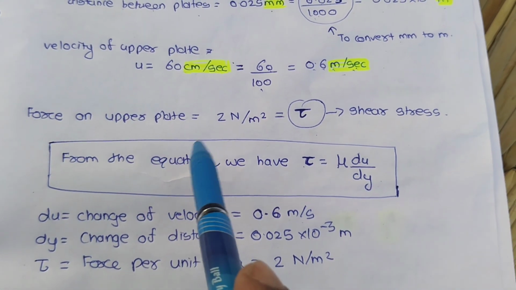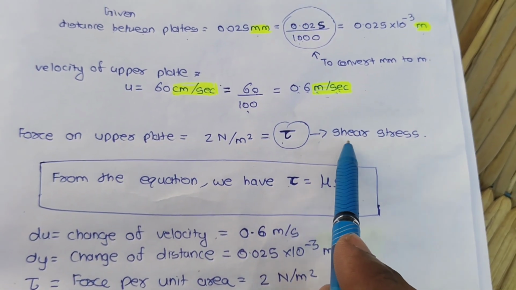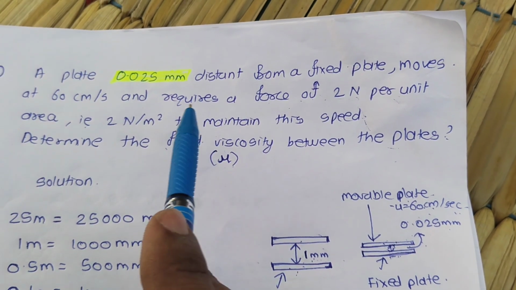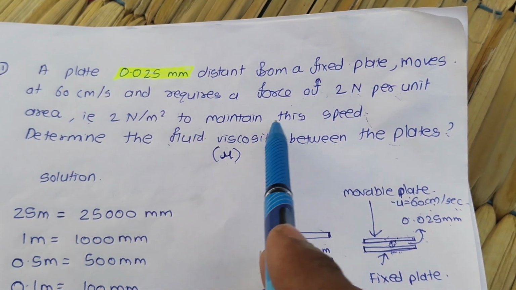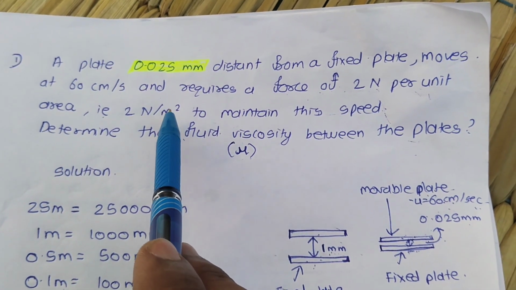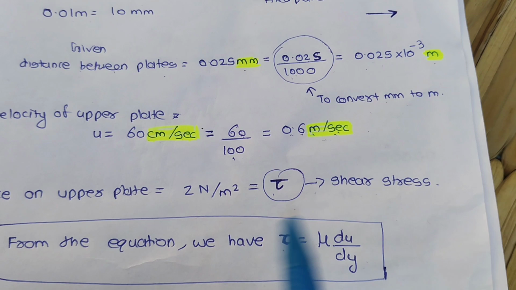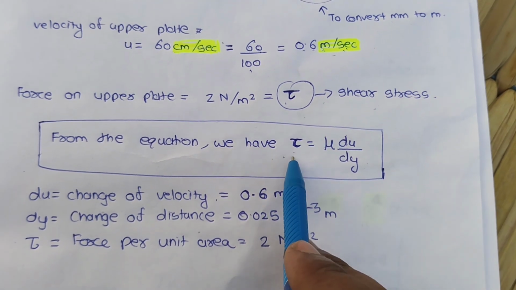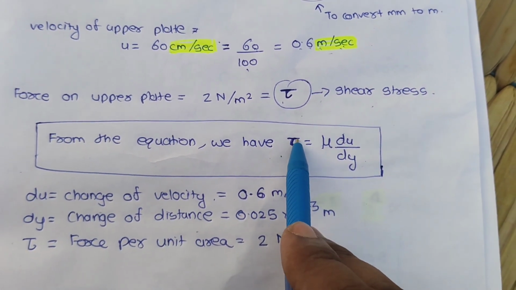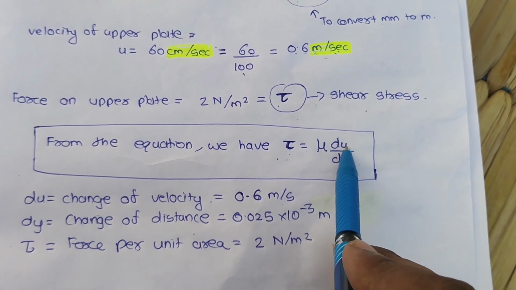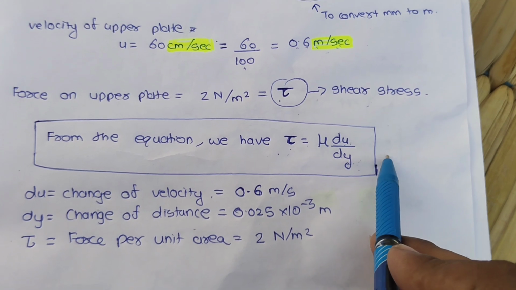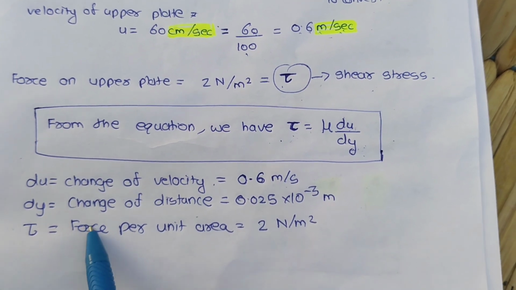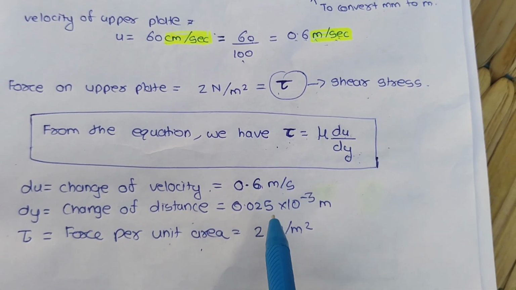Force on the upper plate is equal to 2 Newton per meter square. This is the shear stress. In the question, it is moving at 60 centimeter per second and requires a force of 2 Newton per unit area, so this 2 Newton per meter square is the shear stress. From the equation, shear stress is equal to mu du by dy, where du is change in velocity, dy is change in distance, and the shear stress is force per unit area. This is all given in the question.